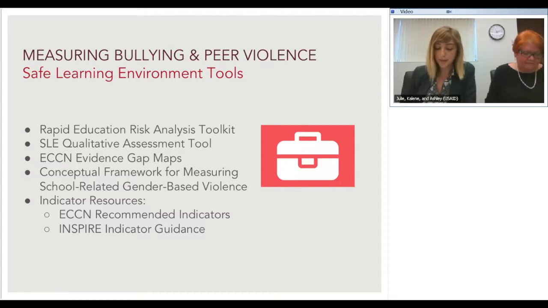Also, the ECCN Evidence Gap Maps are a really good resource to find relevant research on peer violence or to identify gaps or opportunities for further research. The conceptual framework for measuring school-related gender-based violence has a great suite of survey instruments and implementation guidance that can be used flexibly for applied research or program evaluations. And this tool has modules on school climate and SRGBV that includes questions around bullying and peer violence.